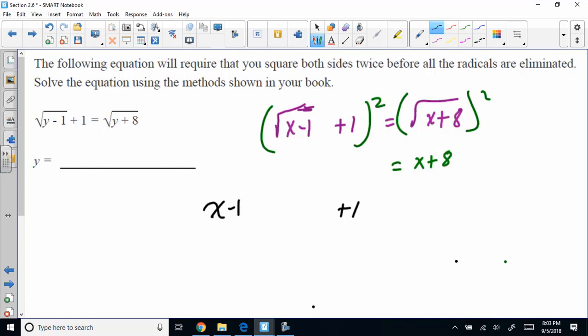Okay, now, let's take the a and the b and multiply them together. Well, that's the square root of x minus 1 times 1 times 2.